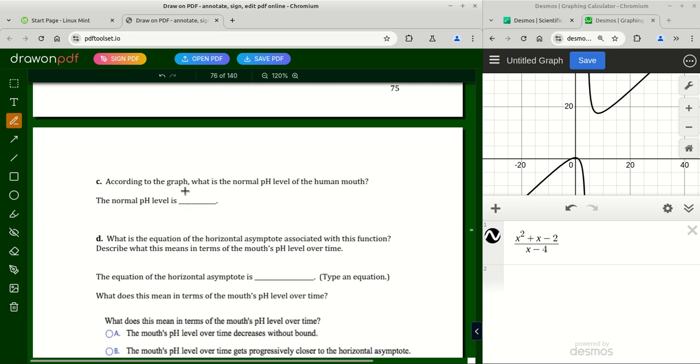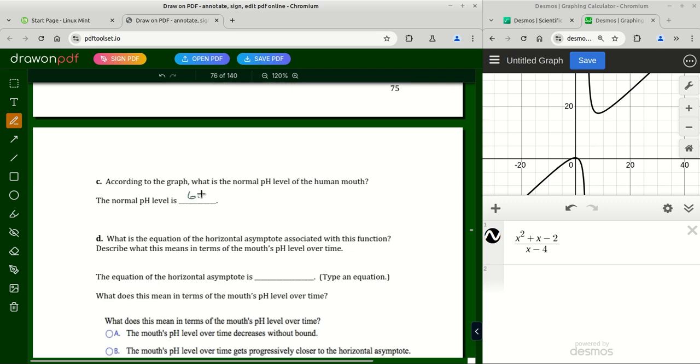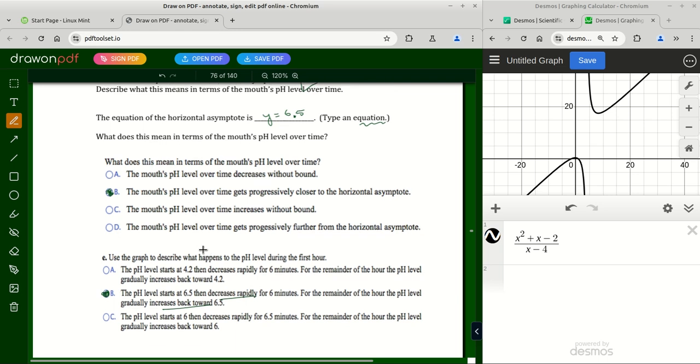Okay, it says what's the normal level? So like over time, what should you expect? And this horizontal line's indicating that it's going to be 6.5. So 6.5. And then they say use that to do an equation. So it's y equals 6.5. It's that equation thingy, equal sign. And then what does that mean for your model? It gets closer to the horizontal asymptote. And you can say that it decreases rapidly and then it increases back to 6.5. That's my choice.